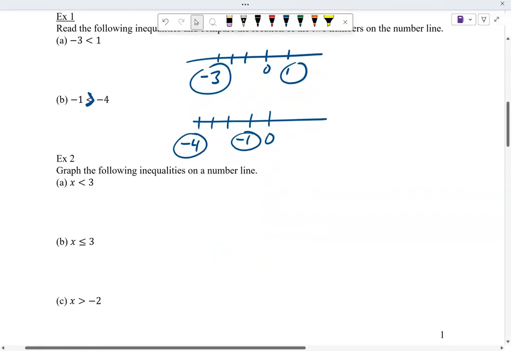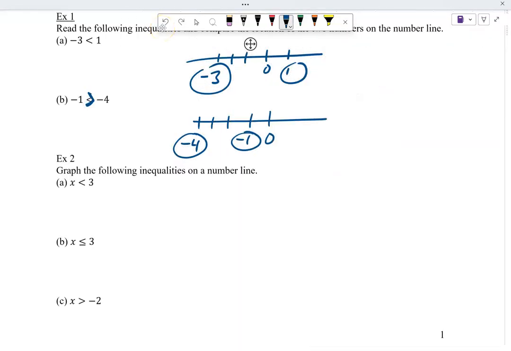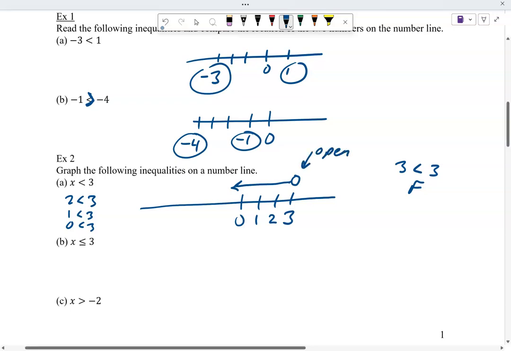Let's graph these on a number line. X is less than 3, so all values less than 3. So I put an open hole for less than, meaning I'm not including the 3, but I'm including all values less than 3. So for example, the 2, right? 2 is less than 3. The 1 is less than 3. 0 is less than 3. All those numbers less than 3 are part of my solution set, right? But is 3 less than 3?